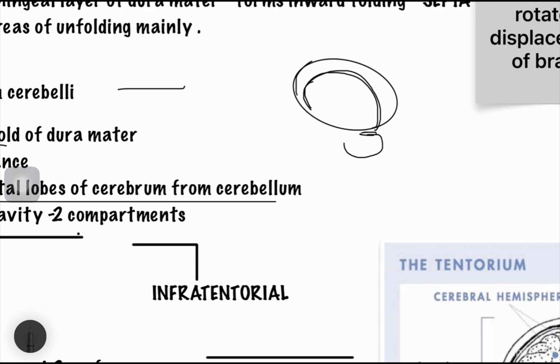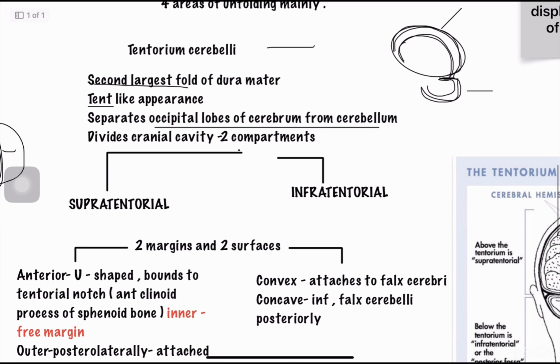Sorry, this is the falx cerebri, and the tentorium cerebelli creates a space and divides the complete cranial region into two. This is the supratentorial and this is the infratentorial region. So it separates the occipital lobes of the cerebrum from the cerebellum, and it divides the complete cranial cavity into two compartments, which are the supratentorial and the infratentorial. This is the supratentorial region and the infratentorial region.